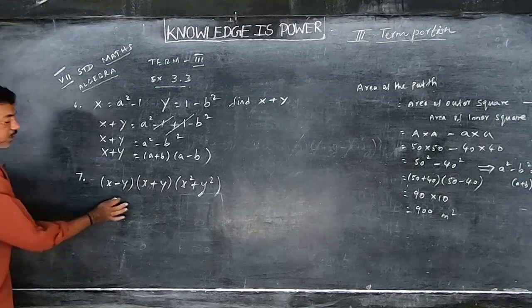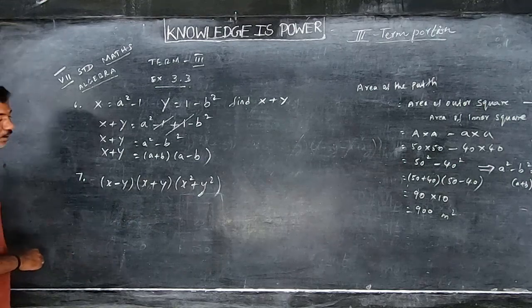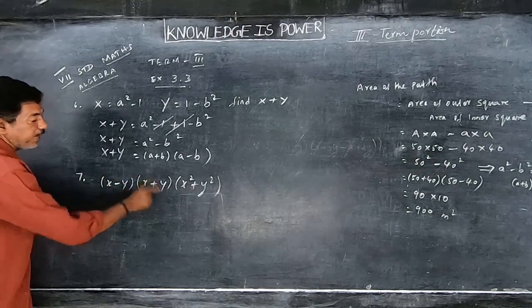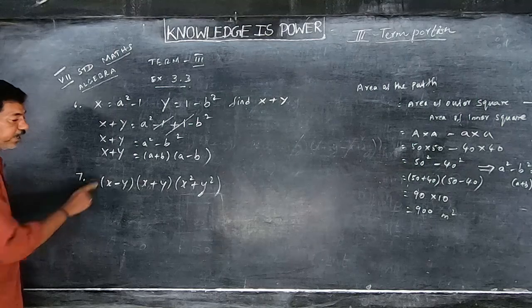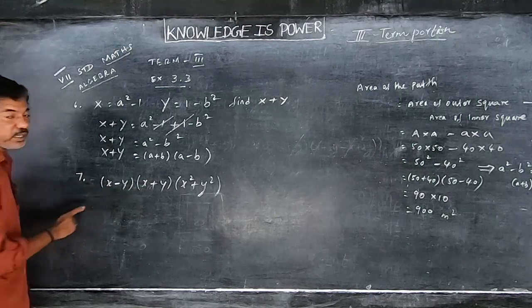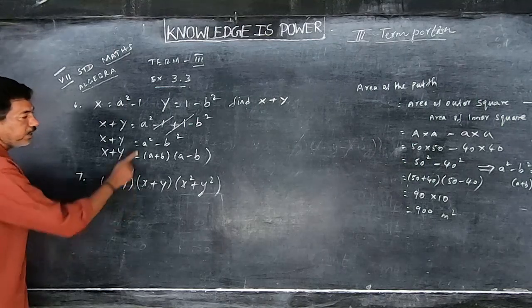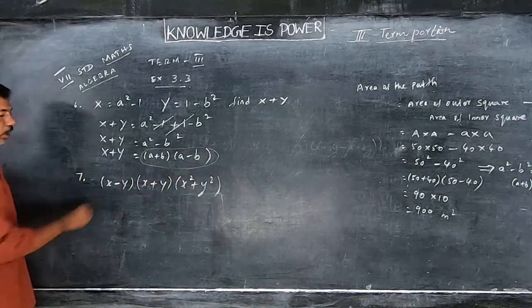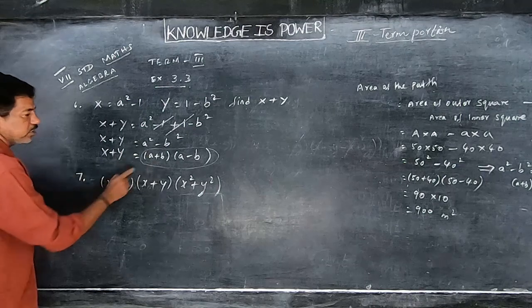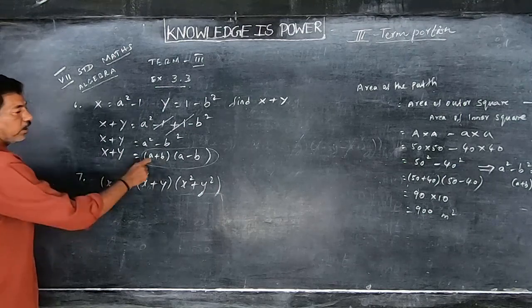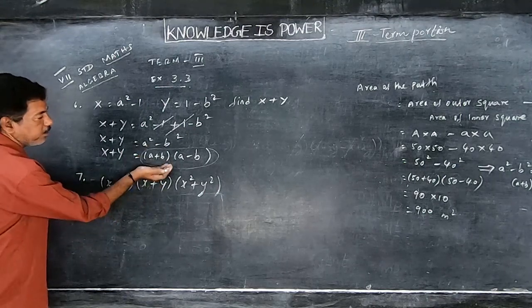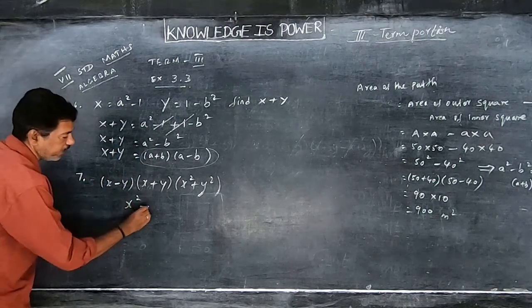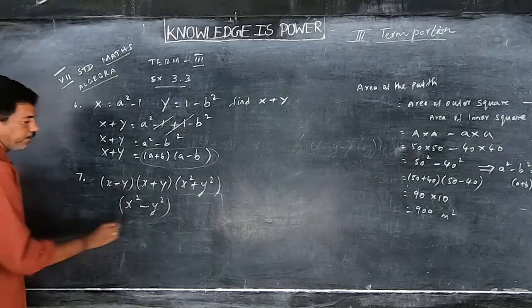So if we expand this, what answer will you get? Look at this. Think of a minus b and a plus b. Then how can we write it? In place of a, x. In place of b, y. How can we split this? It can be split like this. So therefore, x square minus y square.